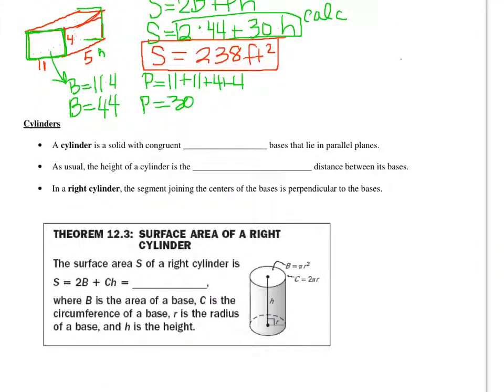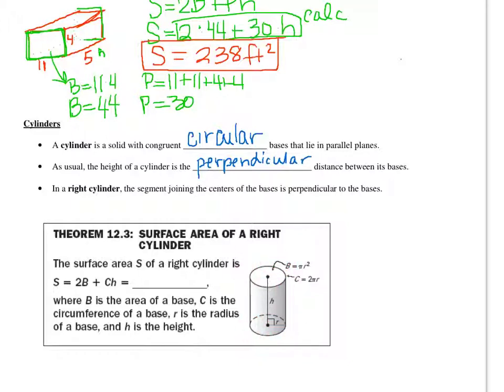So let's look at cylinders now. A cylinder is a solid with congruent circular bases that lie in parallel planes. As usual, the height of a cylinder is the perpendicular distance between its bases. And we've got a picture right down here. So my height would be the perpendicular distance between the bases here, and these are my 2 bases.